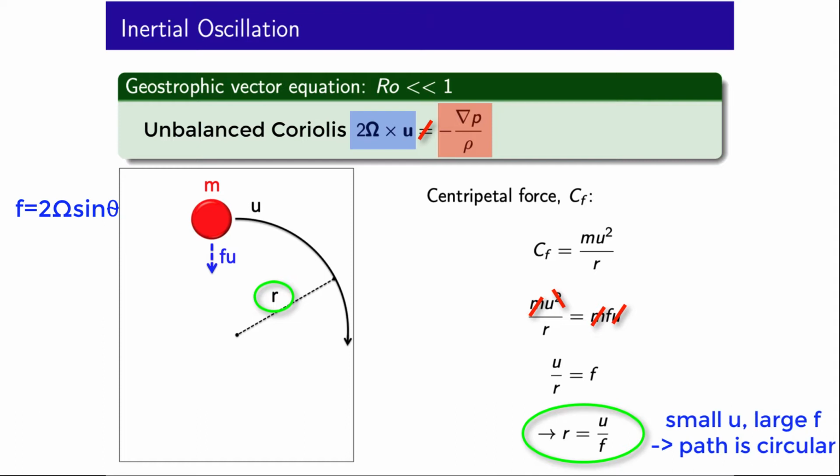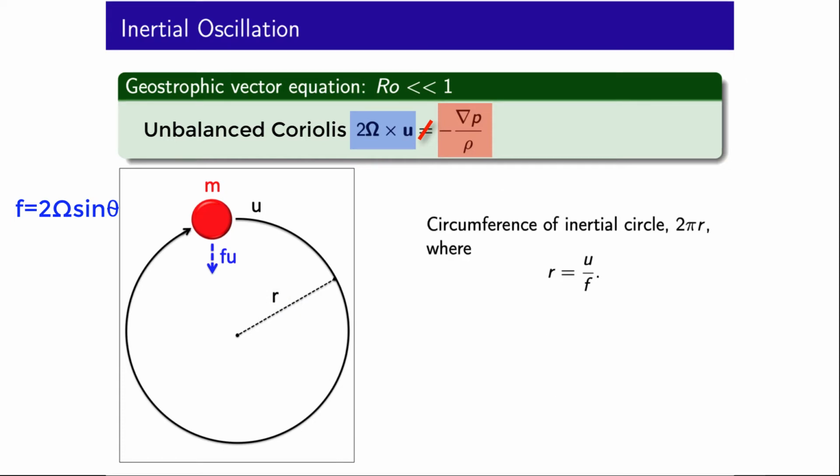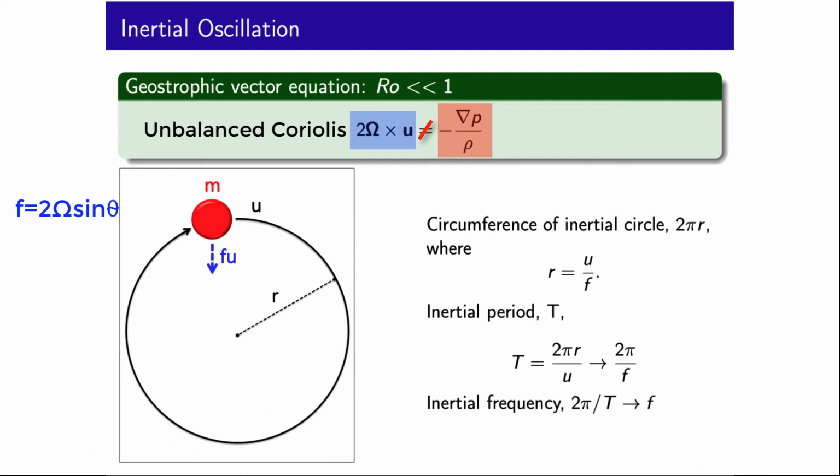For small velocities or strong f, the curvature is small, so the deflection is substantial and results in the object following a circular trajectory. This is referred to as an inertial oscillation. Now, given this radius of curvature r and the object's speed u, we can estimate the time that it takes for the object to loop around on itself as the circumference of the circular path, 2 pi r, divided by the object's speed, u, giving us t, the inertial period. And now 2 pi on the period is the inertial frequency, f.